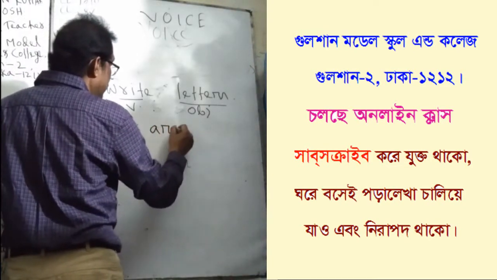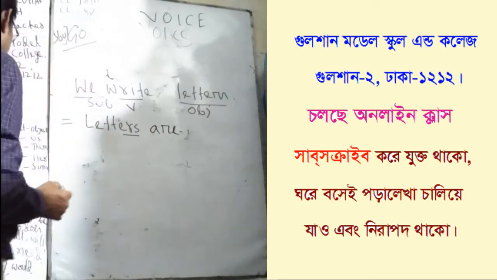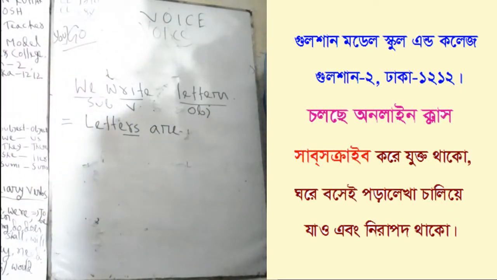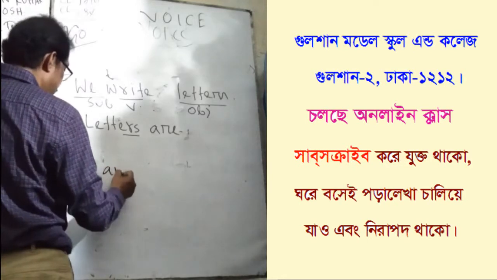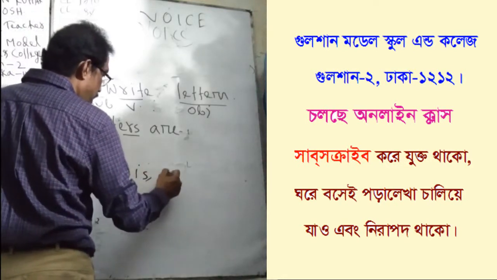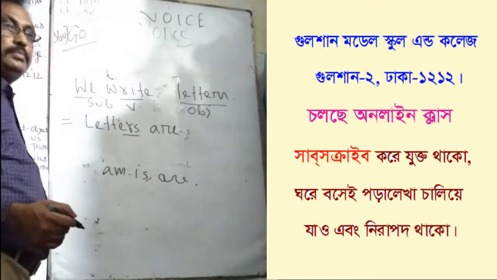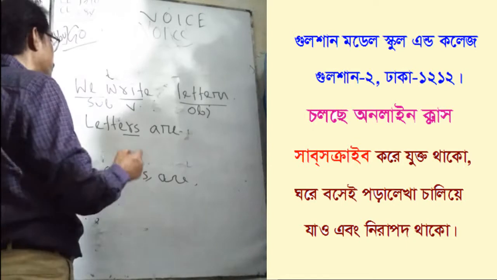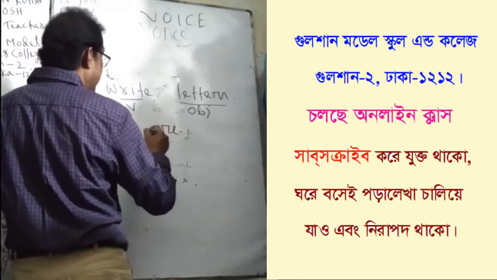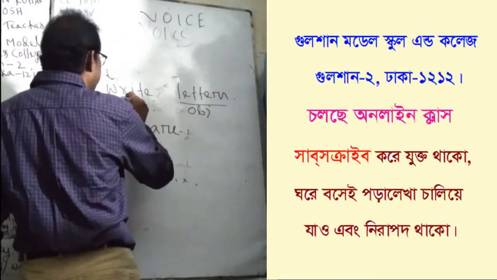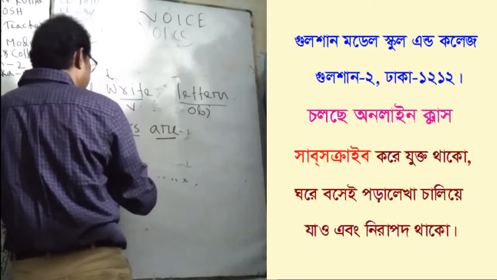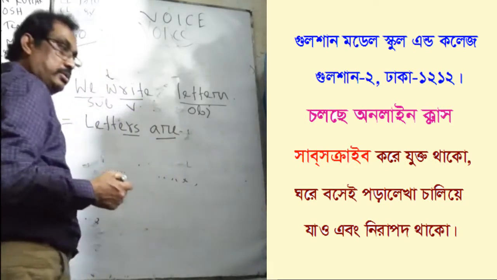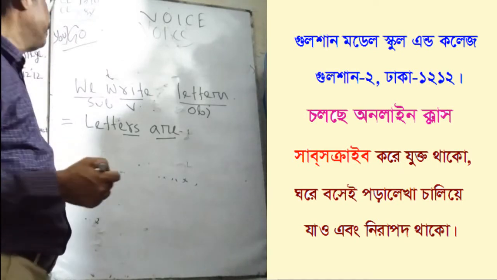It will take the auxiliary verb are. What are the auxiliary verbs you see? These are the auxiliary verbs: am, is, are, was, were, shall, will, can, could, may, might, need, dare, or used to. Letters are, and after the letters, you will put the auxiliary verb am, is, are.